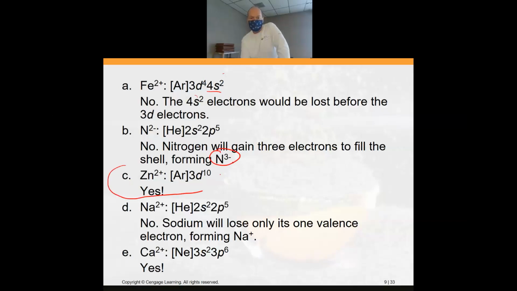So this one is great. Na plus 2, definitely not. You're only going to have an Na plus, and then your calcium plus 2. That one, again, is a perfect electron configuration for the calcium plus 2.